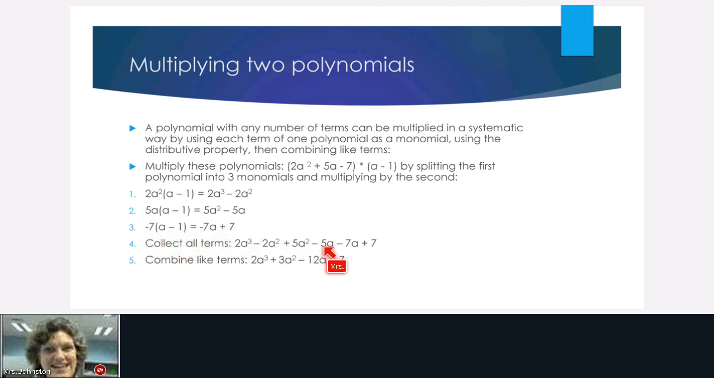Now I'm going to collect them all and put them in order, in descending order of the exponents of a, so that I can combine any like terms. There's no match for the a cubed, so that comes straight down as is. But there are 2 a squared terms, negative 2a squared plus 5a squared, resulting in 3a squared. There are 2 a terms, minus 5 and minus 7, resulting in minus 12a. And finally, there's just one number, and it will come down as is since it does not combine with any other terms.